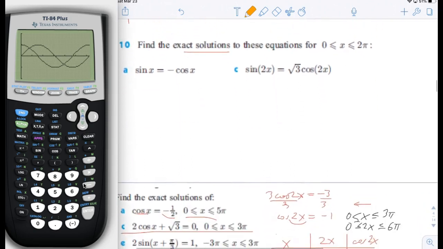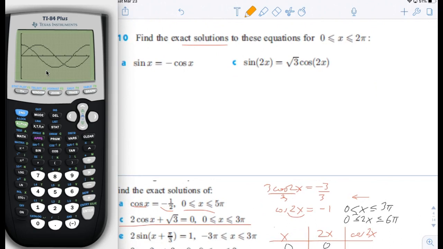Now let's go to number 10. Find the exact solutions to these equations for this domain. Okay, so this is interesting. This takes a little bit of thinking. Basically what this says is, on the unit circle, when is the sine value equal to the negative of the cosine value? Or when does the y-coordinate equal the negative of the x-coordinate? Let's see if we can solve this analytically.